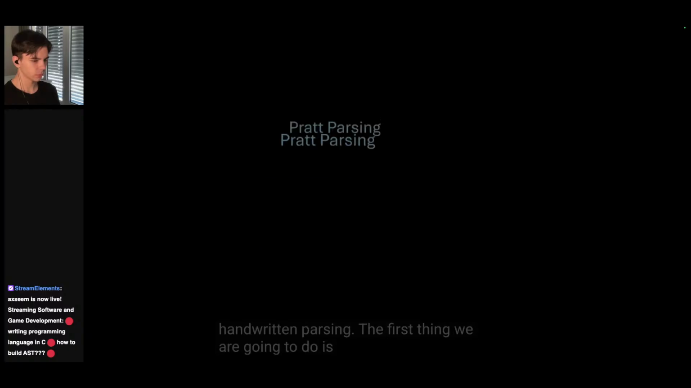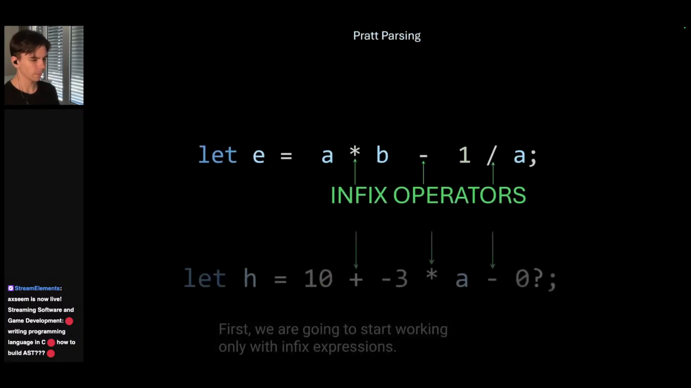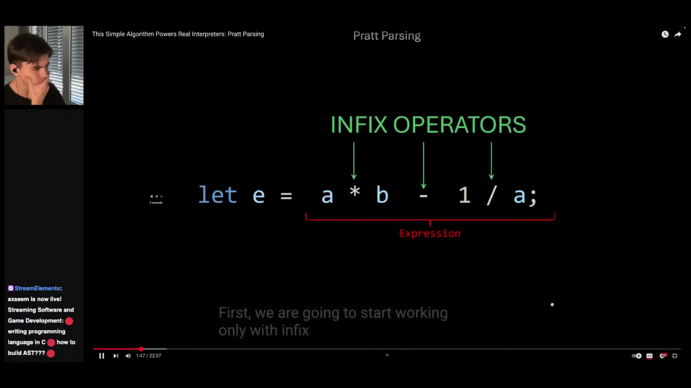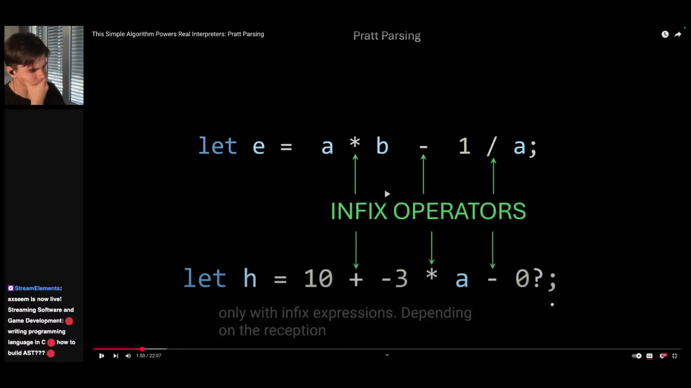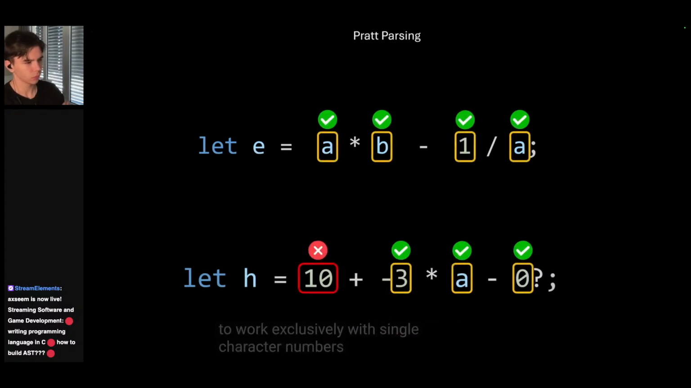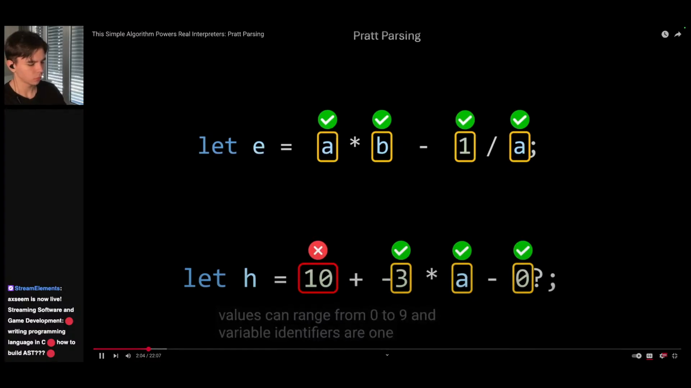The first thing we are going to do is define some rules. First, we are going to start working only with infix expressions. Depending on the reception of this video, we might cover prefix and suffix operations on another video. And second, we are going to work exclusively with single character numbers and variables. Numeric values can range from 0 to 9, and variable identifiers are 1 character long.